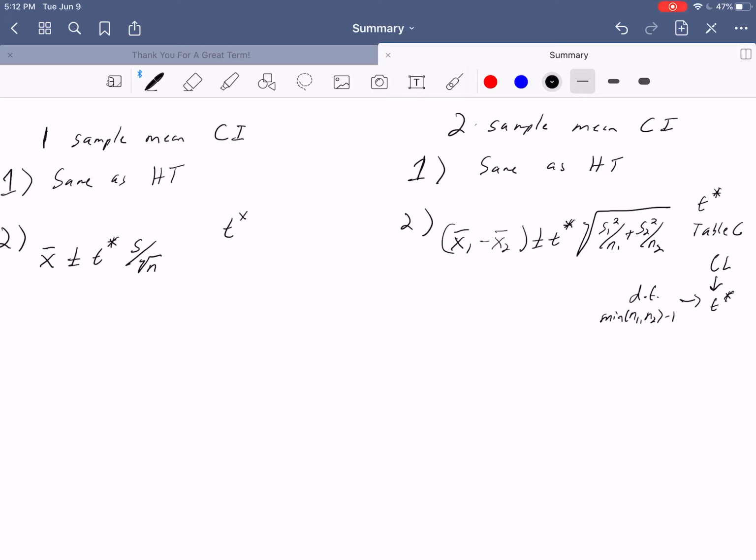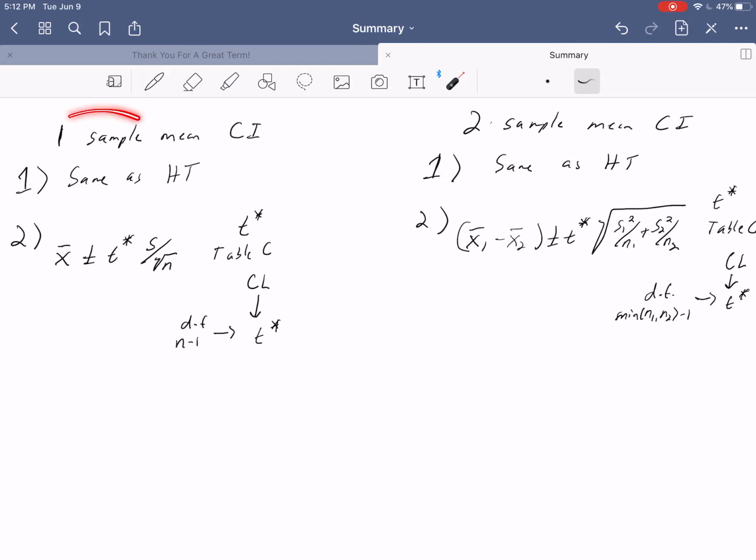So this t star here comes from table C, confidence level, and your degrees of freedom being n minus 1. Intersect those, that'll give you t star. So there we go. There's our one sample mean confidence interval and two sample mean. Same conditions as their corresponding hypothesis tests, and those are the construction formulas.